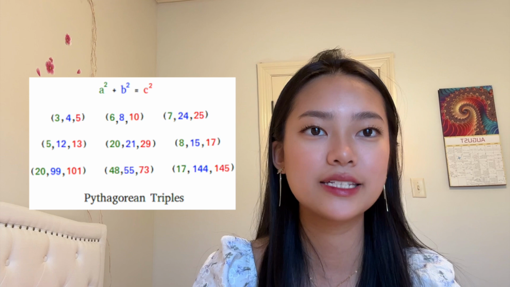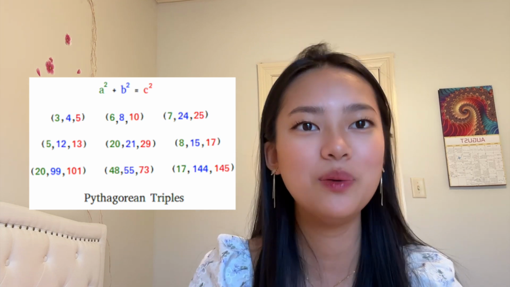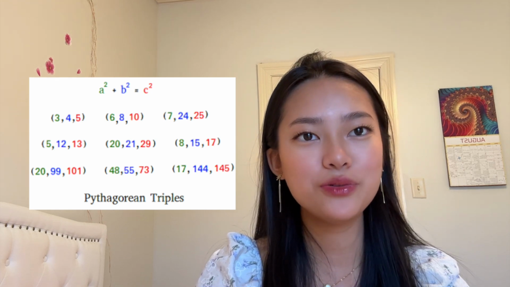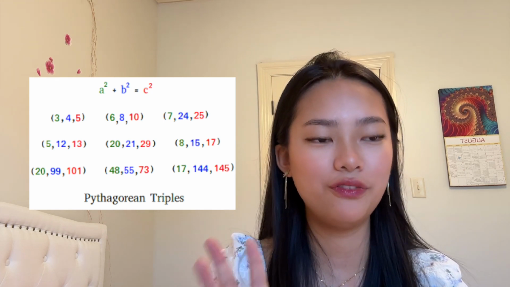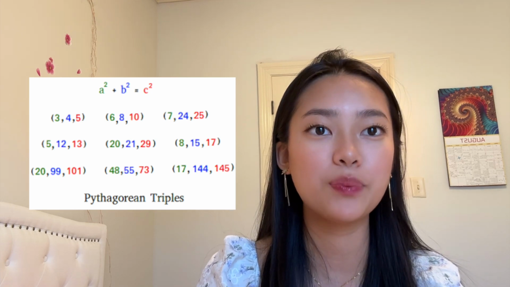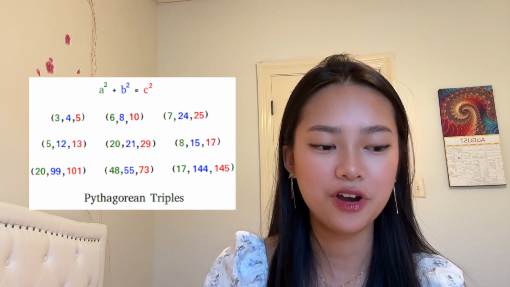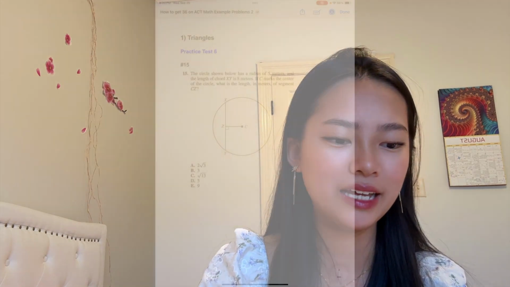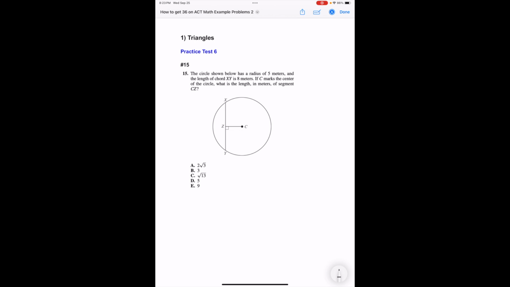If they give you the lengths of each side of the triangle, you can determine whether or not it is a right triangle. Some Pythagorean triplets to remember are 3, 4, 5, and 5, 12, 13. So if the side lengths have the proportion of 3 to 4 to 5, or 5 to 12 to 13, then you know it is a right triangle. And okay, let's try the first problem.